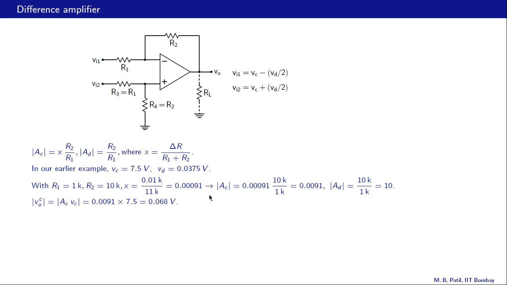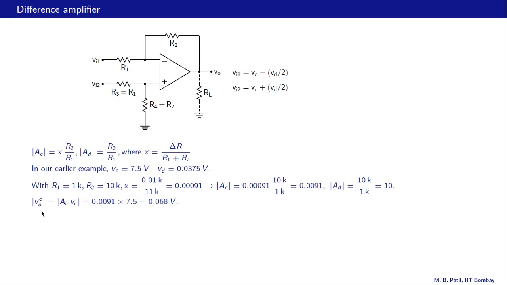So the common mode gain AC is X times R2 by R1, so that is multiplied by 10K by 1K, or 0.0091. AD, the differential mode gain, is R2 by R1 or 10. Clearly this AC is very small compared to AD. Now let us look at the actual output voltage, the common mode part of the output voltage and the differential mode part of the output voltage.